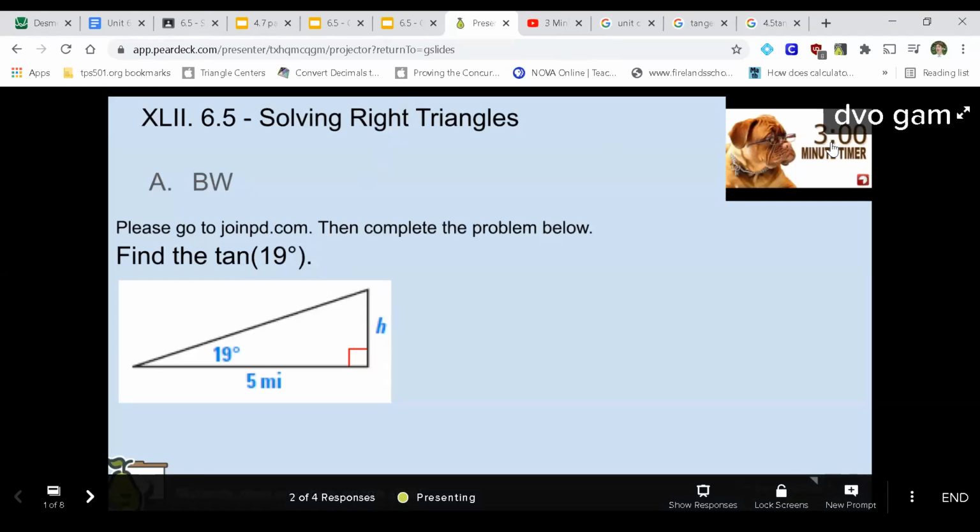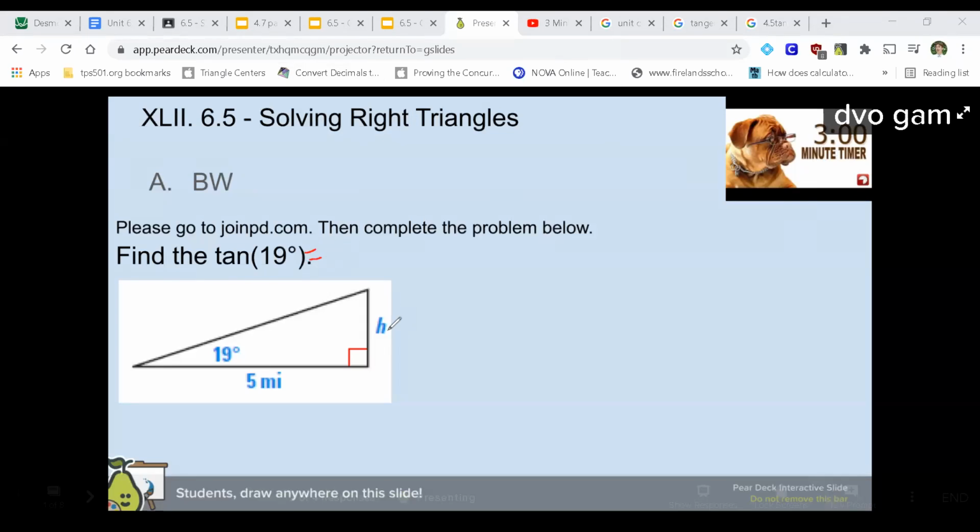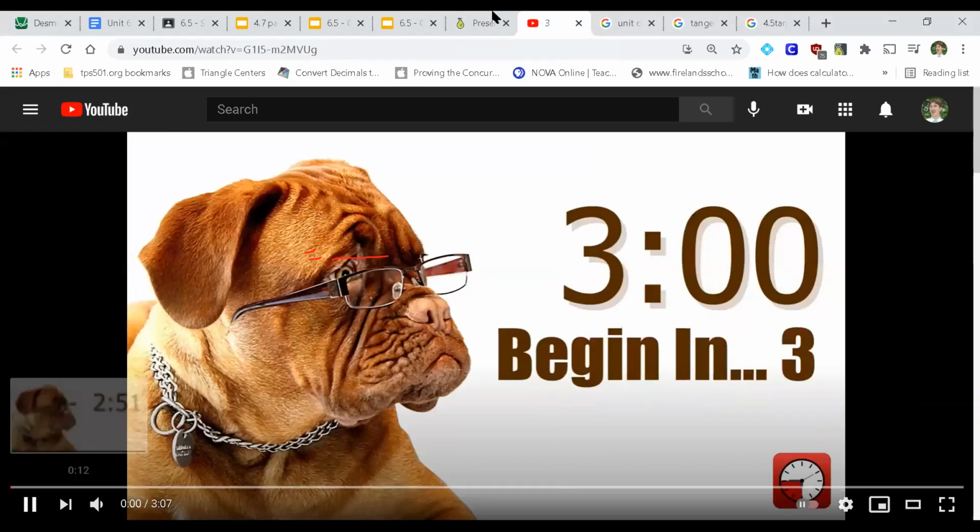For the bell work today, you're just writing the tangent of 19 degrees as blank over blank. I'll give you 3 minutes to try it on your own, and then we'll go over it.